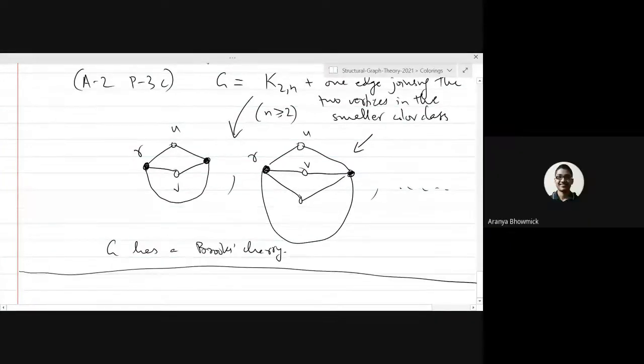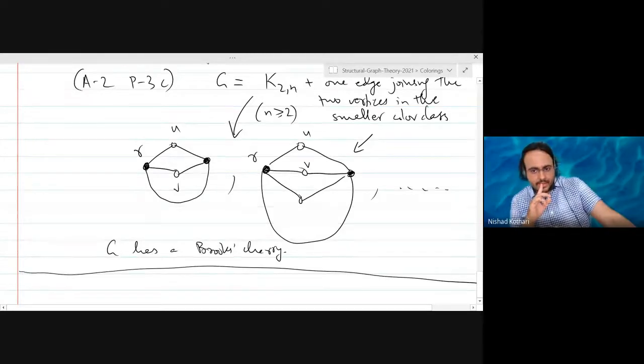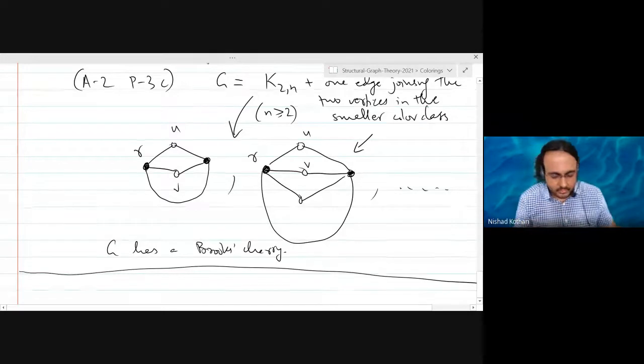So basically, here G minus U minus V is connected. Yeah, just see, exactly. Just say Brooks cherry, because by the observation. Exactly. Okay? So we are done in this case.